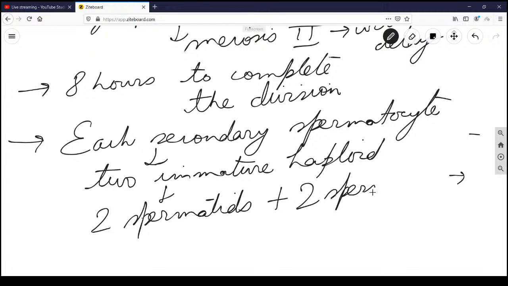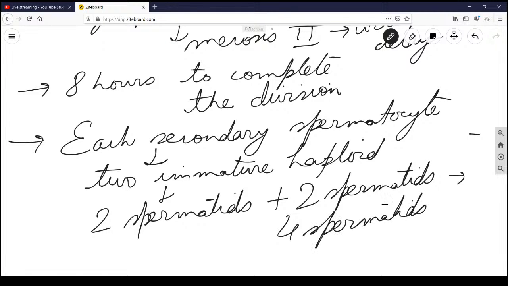2 plus 2 spermatids, 4 spermatids will be produced from two secondary spermatocytes. Now the 4 spermatids produced will start to translate their protamines. They'll form protamines. These arginine-rich and cysteine-rich protamines will replace the lysine-arginine-rich histones and cause more compaction of the DNA.